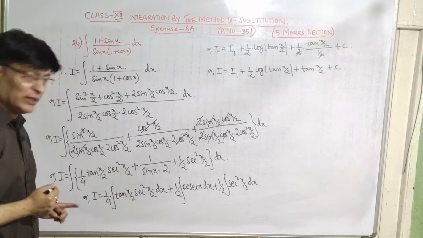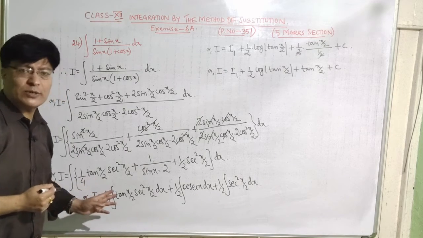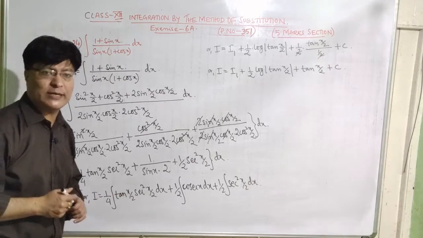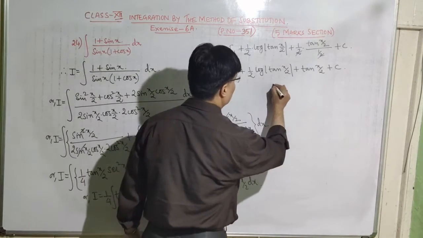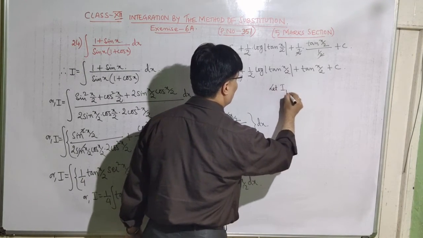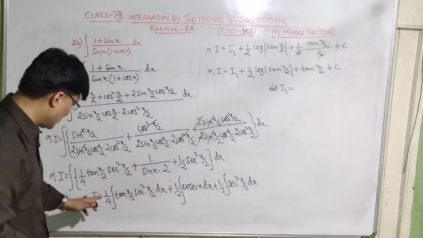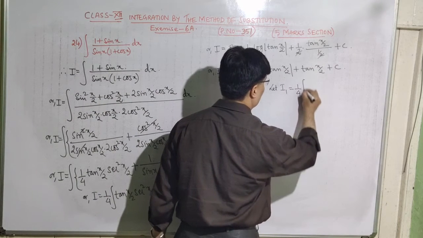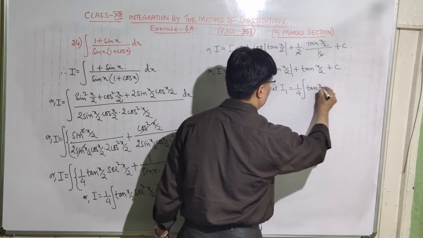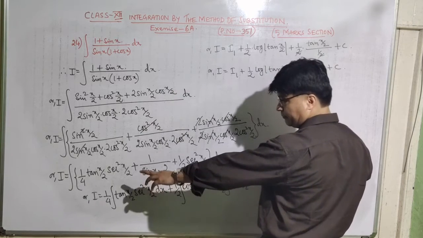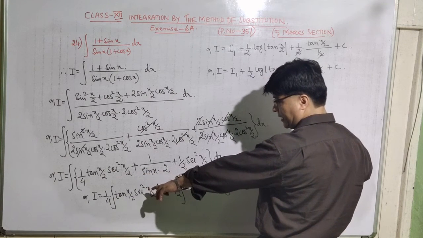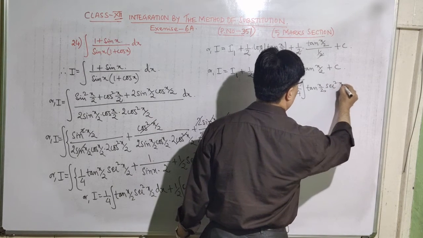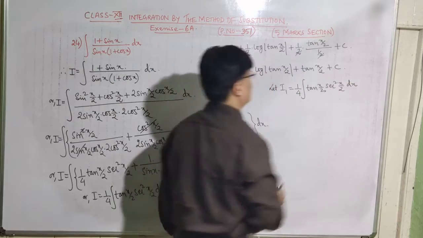What is I1 actually? Which integration was taken as I1? It is 1/4 integration of tan x by 2 sec square x by 2 dx. So let us assume here, let I1 is equal to, what is I1 here now? I1 is this one, 1/4 integration of tan x by 2, then sec square x by 2 dx, right?